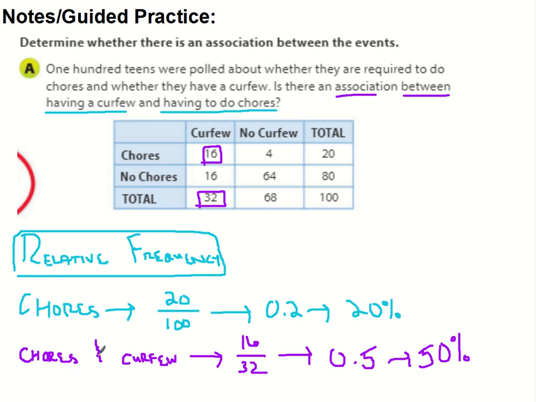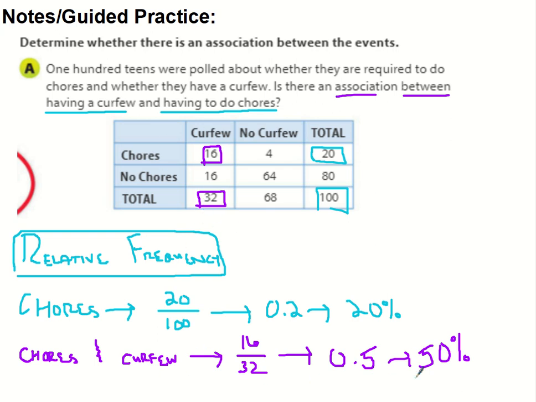So if only 20% of students have to do chores, but 50% of students who have a curfew have to do chores. So what I did is I did two different things. I figured out the total percentage of people that have to do chores. So 20 people out of the total 100 have to do chores. And then I looked at the people who have to do chores of those who have a curfew. So I'm just combining the two. I'm looking at just the curfews and figuring out, of the people who have a curfew, how many of them have to do chores?